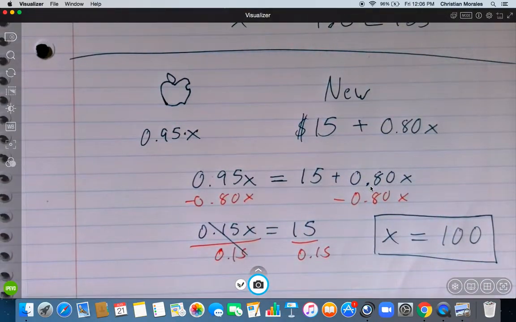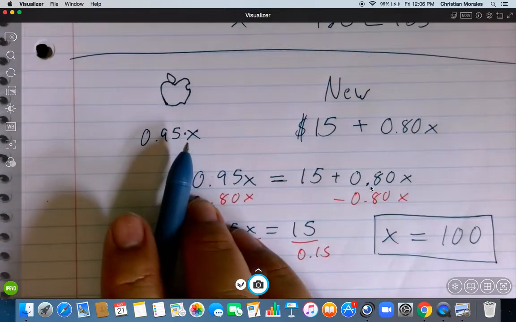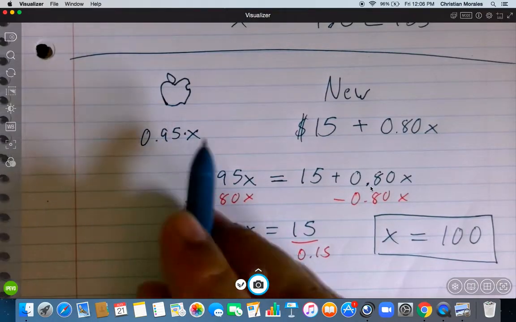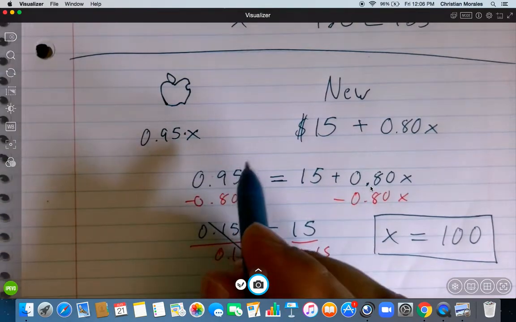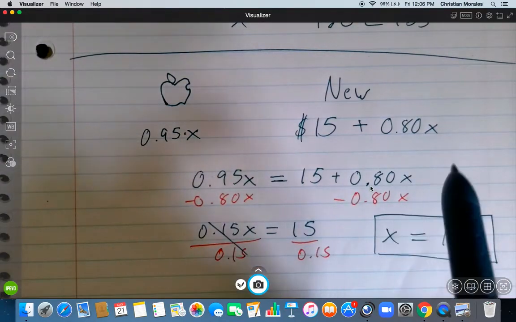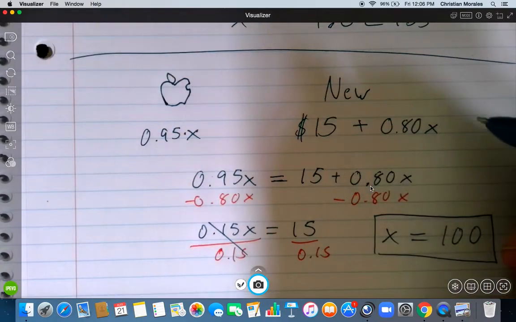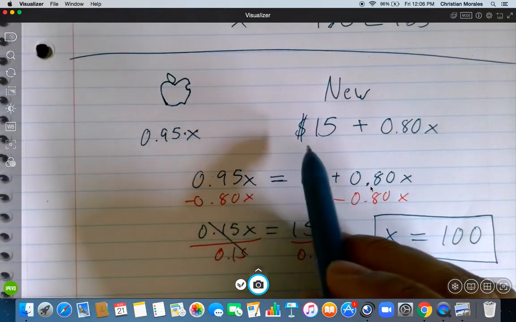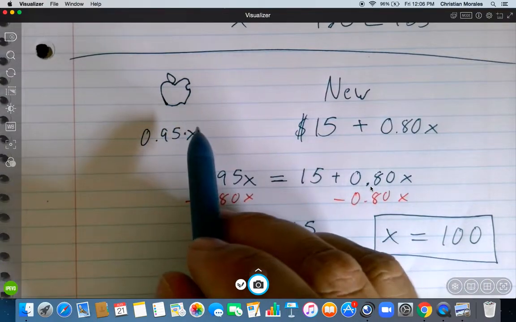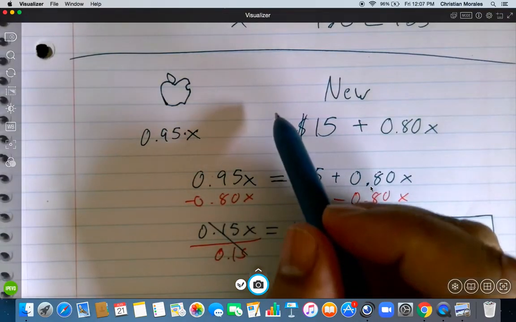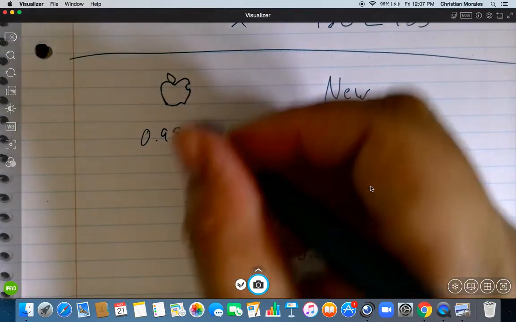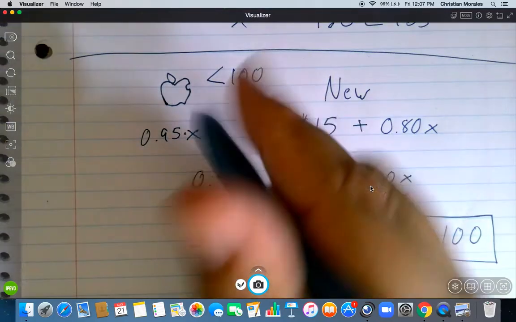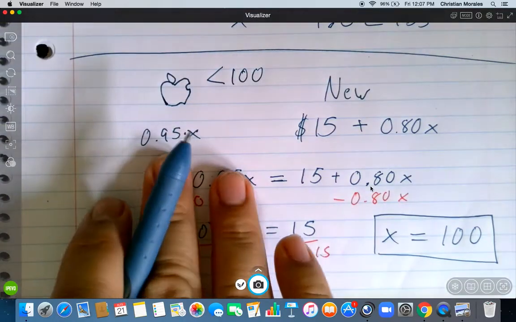Okay, so what does this mean? Well, remember, x for us here represented the songs. So it's how many songs you buy. To make this worth it, you would have to buy 100 songs. If you bought 100 songs here, and if you bought 100 songs here, you end up spending the same amount of money. So if you're buying less than 100 songs, just stick with Apple Music.